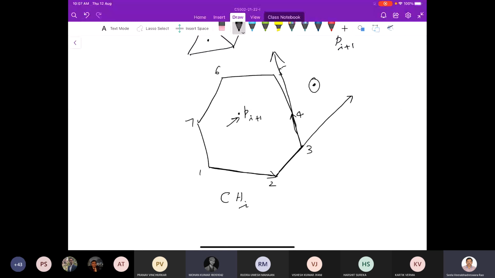Yes, sir. So how much time does this take? Order n. Yeah, linear time, linear in terms of the number of vertices on the convex hull, the size of this convex hull. Now, if it is inside, we do nothing. If it is outside, then what we have to do? We have to find the tangents.